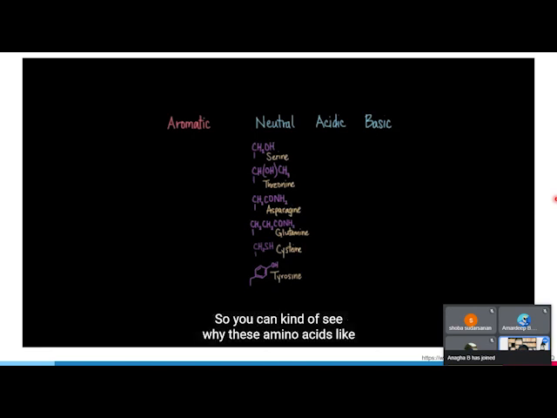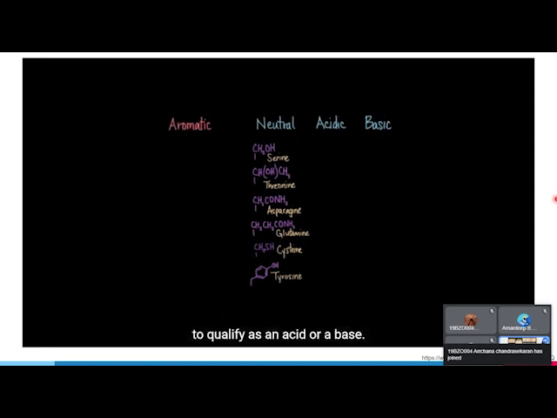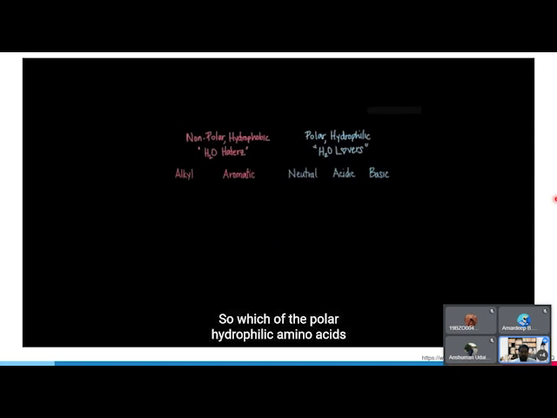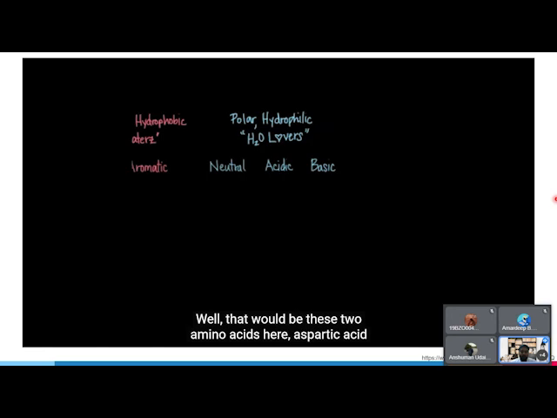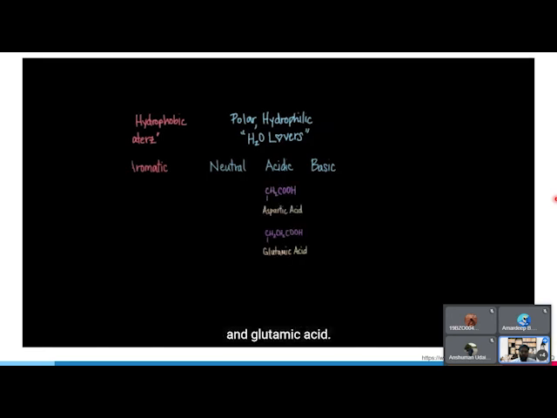So you can kind of see why these amino acids like to hang out with water now, since water is also polar in the same way. And these amino acids are considered neutral because although they are polar enough to interact with water, they're not strongly polar enough to qualify as an acid or a base. So which of the polar hydrophilic amino acids do qualify as acidic? Well, that would be these two amino acids here, aspartic acid and glutamic acid.